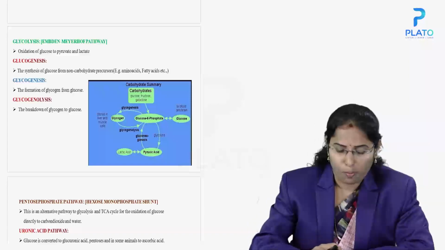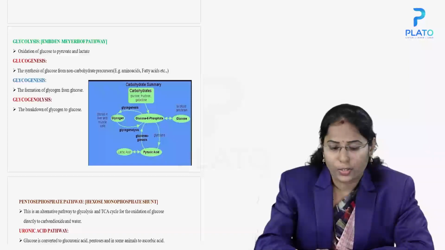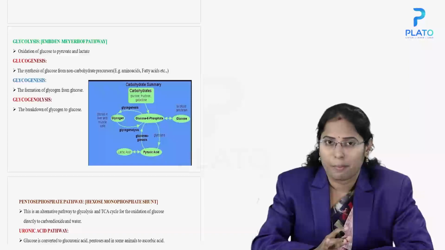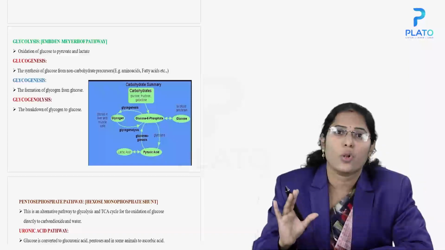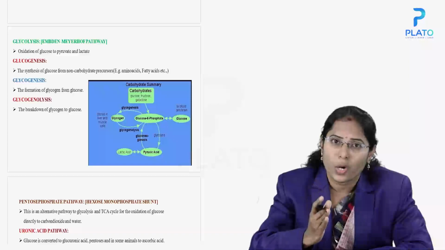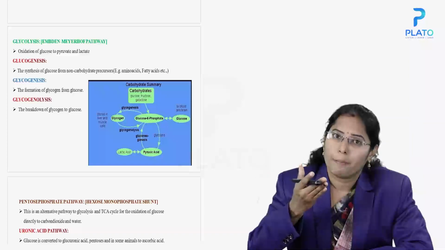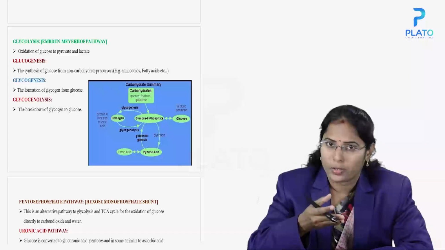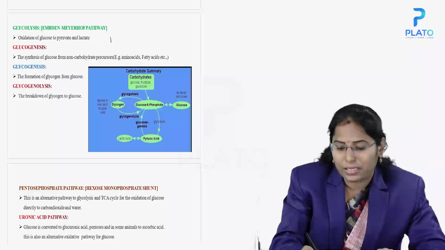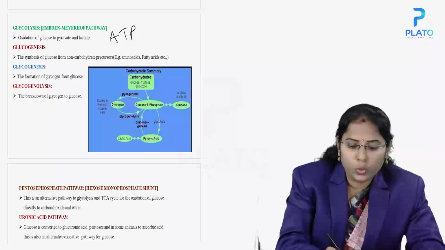Coming to the first subtopic, glycolysis. It is also known as the Embden-Meyerhof pathway. Before entering the topic, let me introduce two words, lysis and genesis. Lysis is nothing but breakdown, and genesis is nothing but formation or synthesis. So here the first topic is glycolysis, the breakdown of glucose into two molecules of pyruvate or lactate, depending upon the presence or absence of oxygen. This produces energy in the form of ATP, adenosine triphosphate, which is the energy currency of the cell.